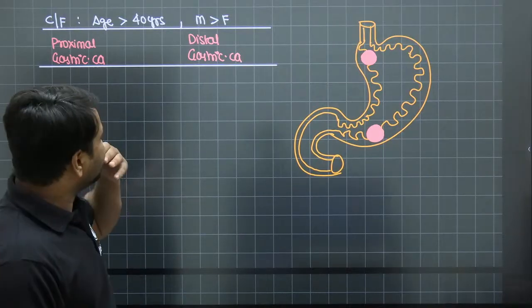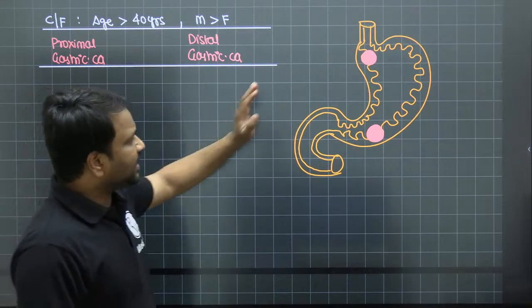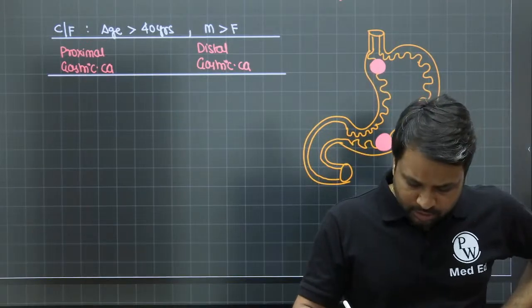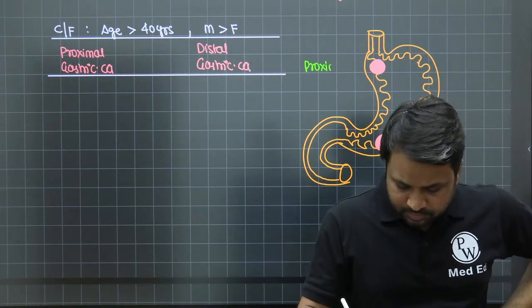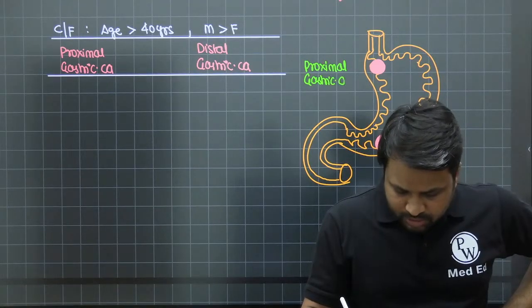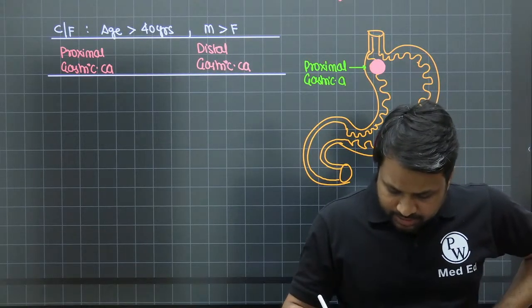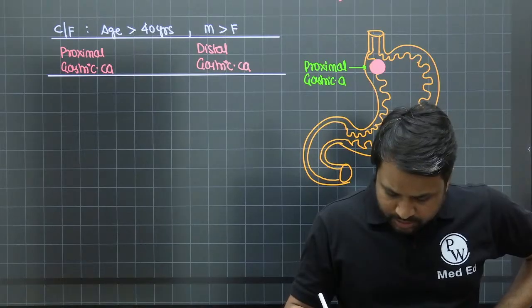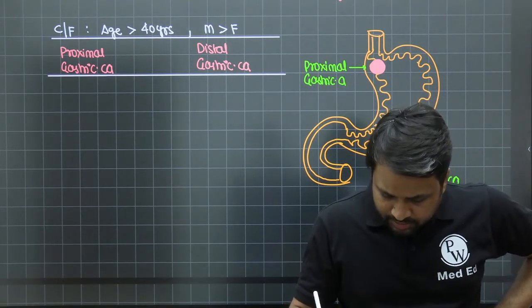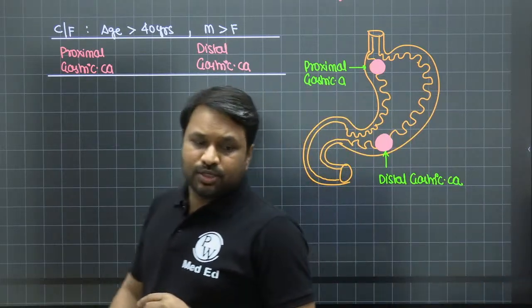Now, as I was saying, I can divide them into two categories. Either it could be a proximal gastric cancer, so we'll take this as the proximal gastric cancer, and this happens to be your distal gastric cancer. So you can see the two ends.